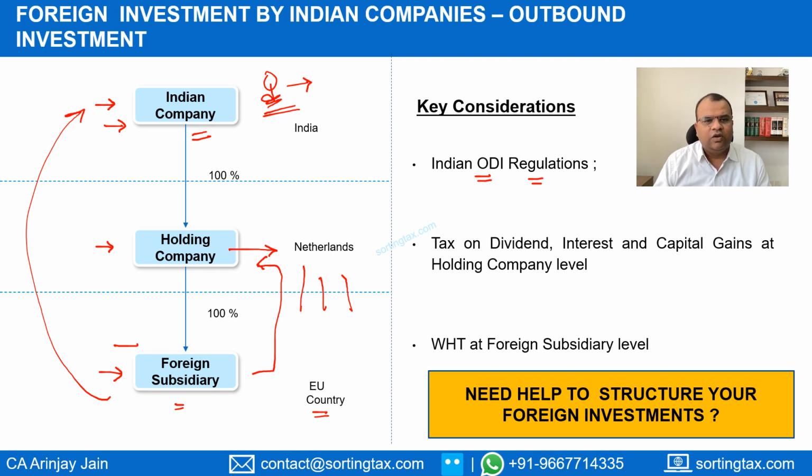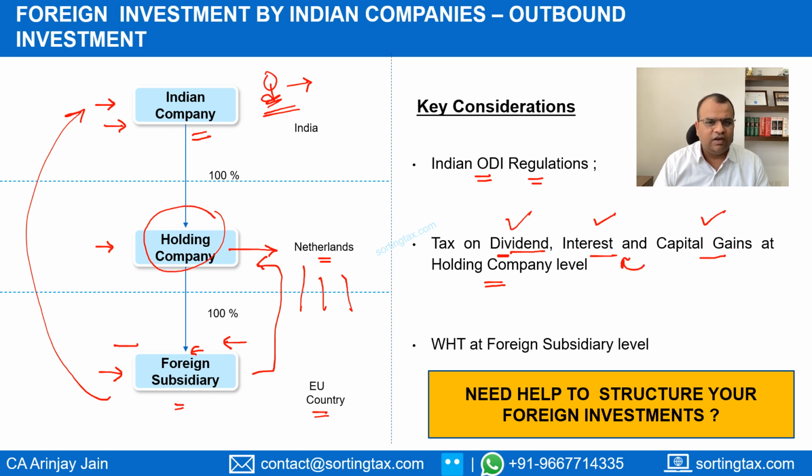The second thing is, what is the tax on dividend, interest, and capital gains at the holding company level? So generally, a holding company, once it sets up a subsidiary, is going to receive dividend or interest on debentures or capital gains when it sells the shares of this entity at some date. So you choose a holding company jurisdiction where the amount of dividend tax is low. Let's say, for example, in Netherlands, all these three are favorable.